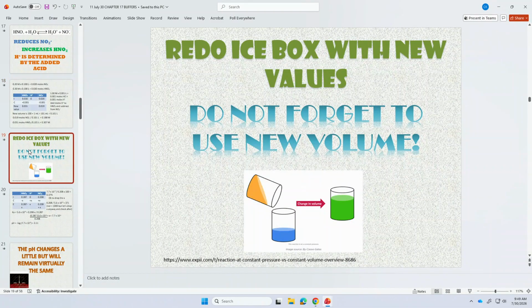Big important thing, the biggest thing students forget to do in this is to take into account the new volume. The new volume has to be included. You take the molarity and the volume you have of your acid and your salt, find the number of moles. Adjust those with the moles of acid you added, but then to get the new molarity, make sure you use the new volume.